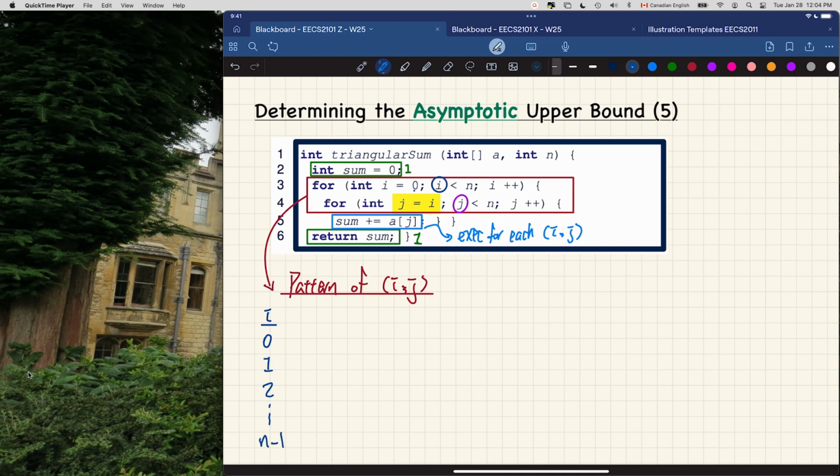Typically, you will be able to see the pattern just to try out the first maybe 2 to 3 values for i or j. You can see the pattern. But if you still cannot see them, you may want to try a little bit more, right? It really depends. But this should be good.